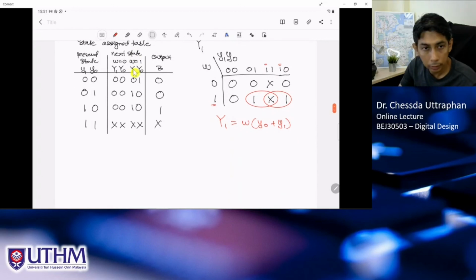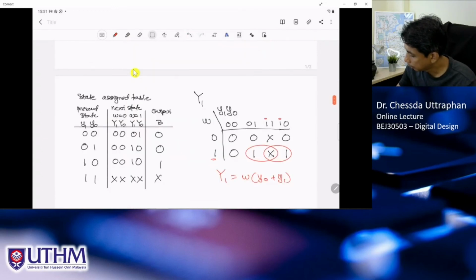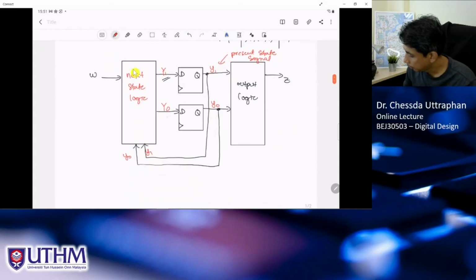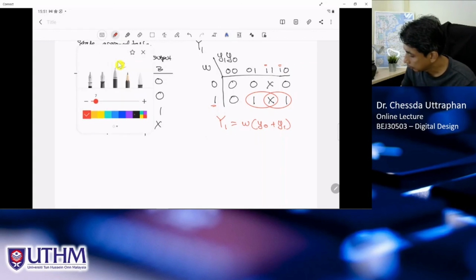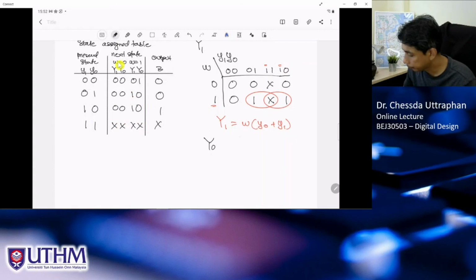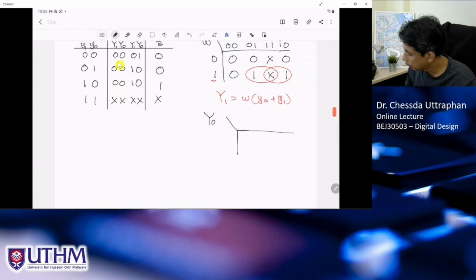Next, we want to define this, which is y0. So y0 is the same here. Y0 depends on y1 and y0 here, and also w. So we need another K-map, y0. And we have this, and this is y1, y0, w, 0, 1, 0, 0, 0, 1, 1, 1, 1, 0.